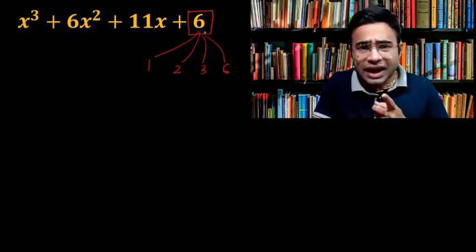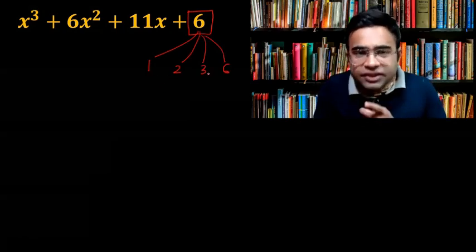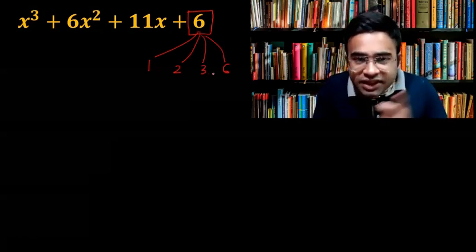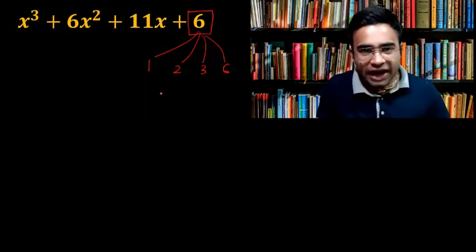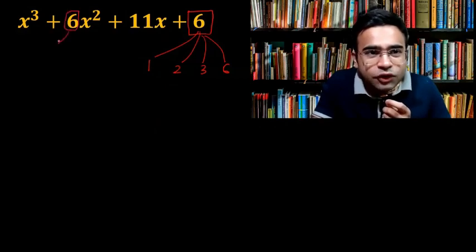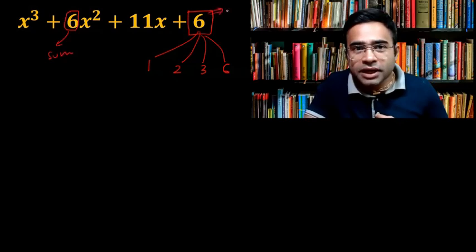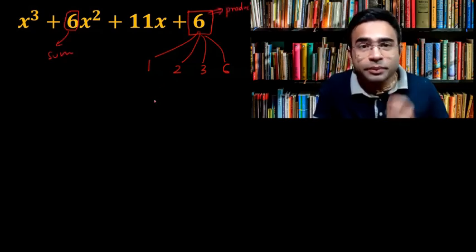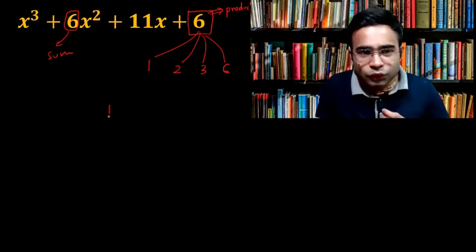So find the factors of the last number, and then, kids, take any 3 numbers out of these 4 numbers such that their sum should be 6, and their product should be 6. I think everybody knows that those numbers are 1, 2, 3.